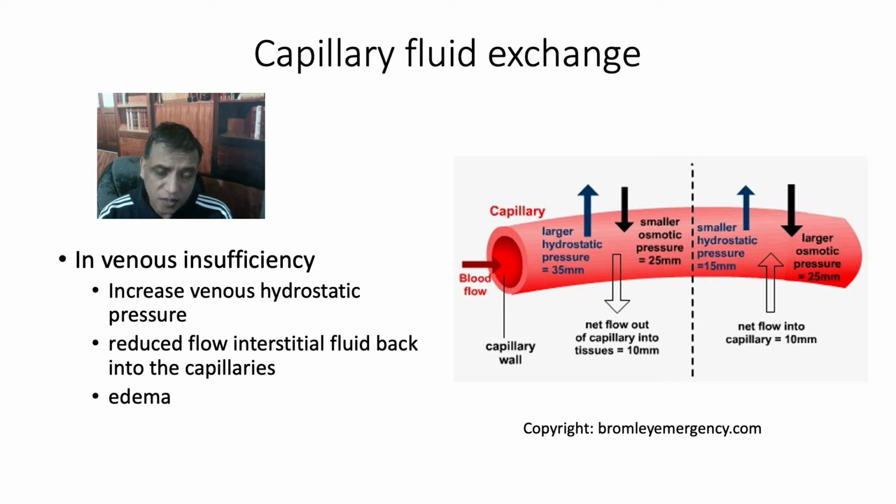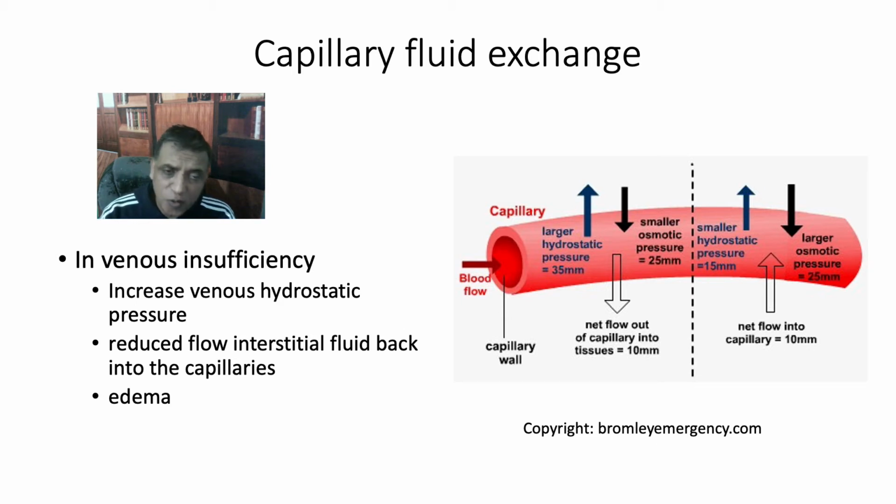So at the arterial end of the capillaries, the hydrostatic pressure is 35 millimeters of mercury. The osmotic pressure, due to components of the blood such as albumin, is lower, is 25. So there's net pressure pushing the fluid out, net pressure of 10 millimeters of mercury. So fluid leaks out of the capillaries and into the tissue spaces to form interstitial fluid.